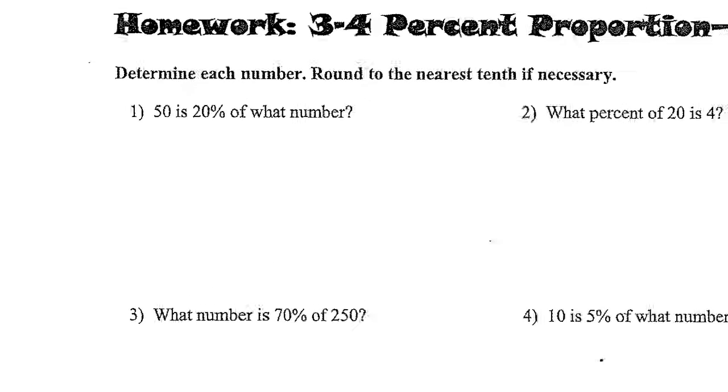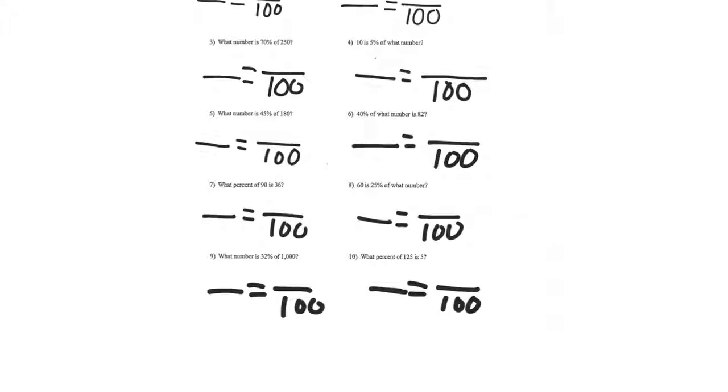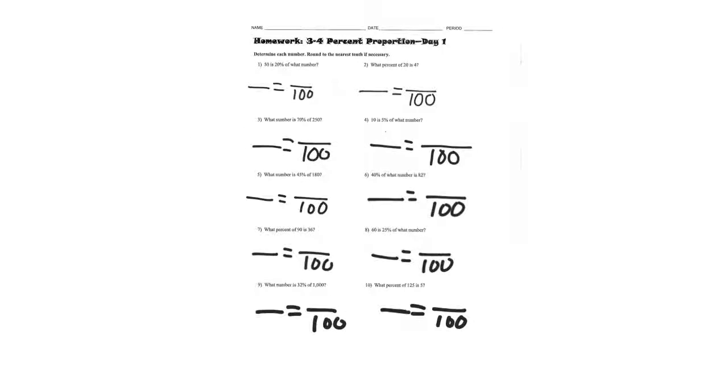So this is the homework 3-4. What I'm going to do is set up every one of these right off the bat. In fact, I'm going to zoom out for a second just so you guys can see what this looks like. Pretty much all of these are going to have the same format: blank equals blank over 100.